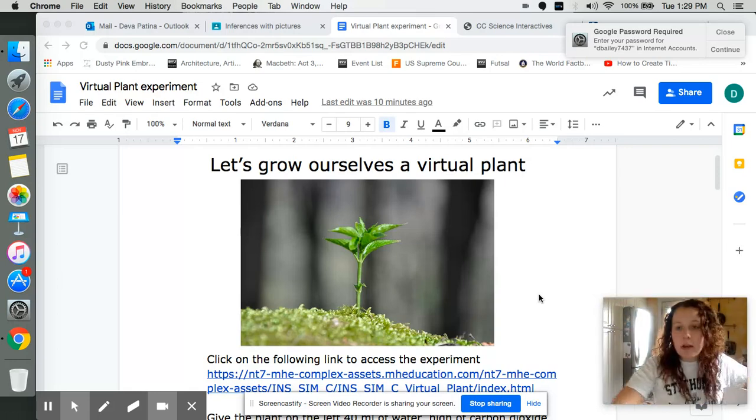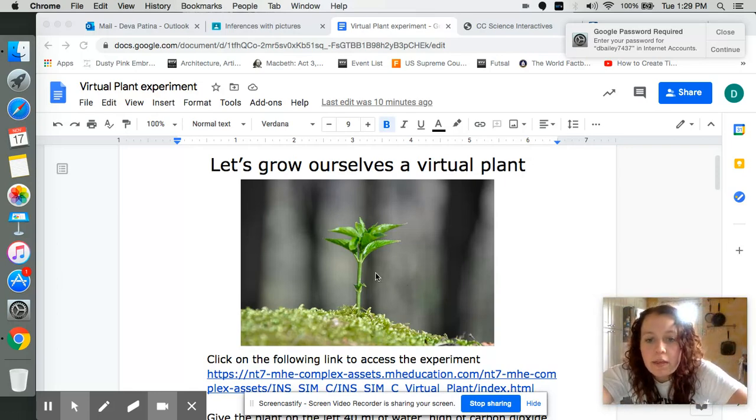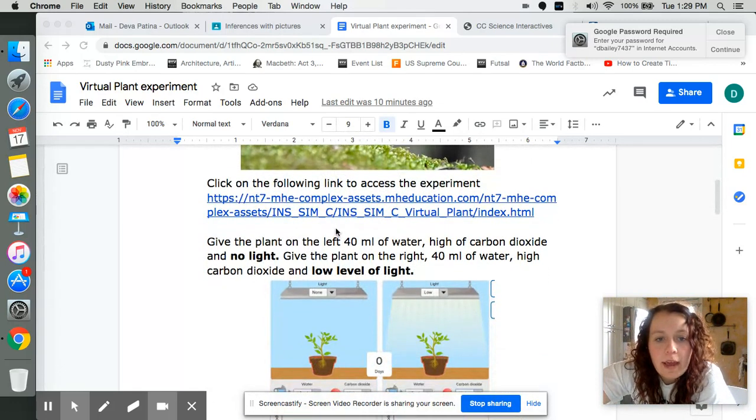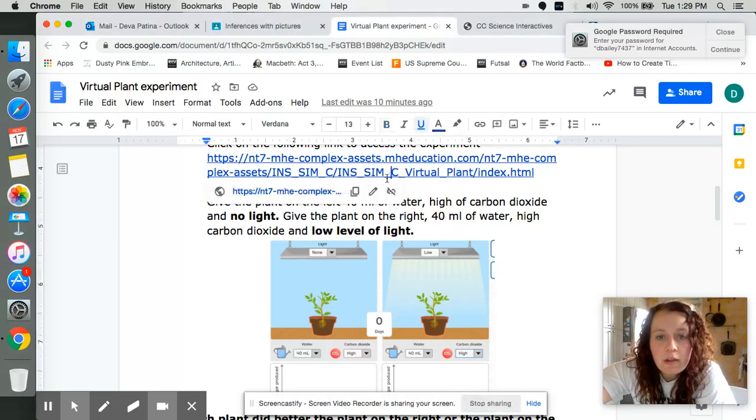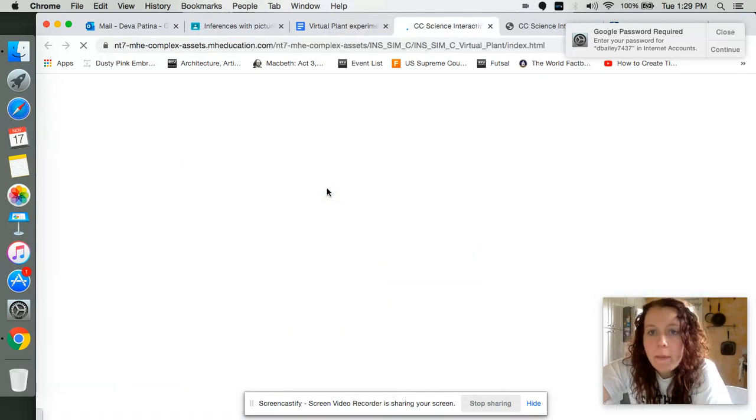So this simulation allows you to experiment with the different types of amounts or levels of light, air, and water that a plant needs. For example, I have included this picture here to help show you what amount of light, what amount of water, and what amount of carbon dioxide each of the plants need. To access the simulation, you click on this link and it'll open it up in a new tab.